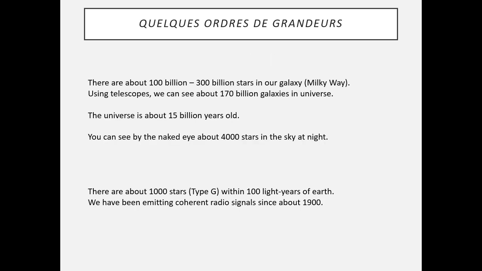I want to just finish with a little bit of fun here about numbers and how big things can be, and how to understand whether it's possible to understand these things. We estimate that there's about 100 to 300 billion stars in a galaxy. Our galaxy is the Milky Way. Using telescopes, we can see roughly 150 to 200 billion galaxies in the universe. These are ones we're aware of.